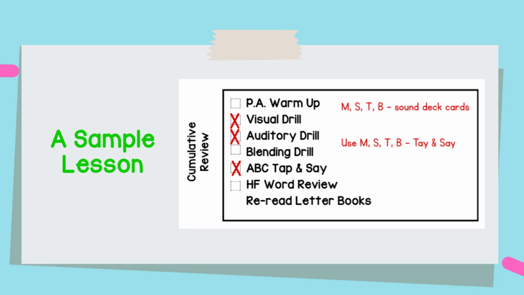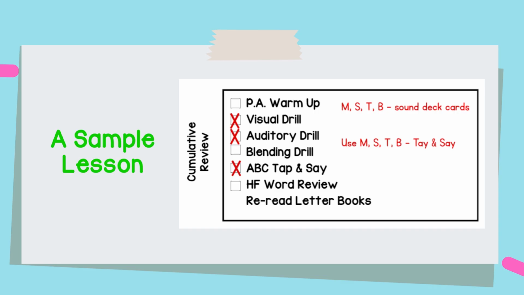So in this part of the lesson, this is the cumulative review part. This lesson is for learning the letter A. In my scope and sequence, they learn M, then they learn S, then they learn T, then they learn B, and then they learn A. And that's the end of my first group of letters.